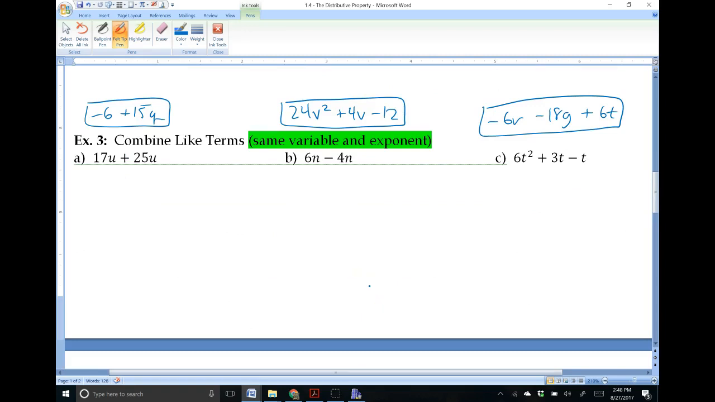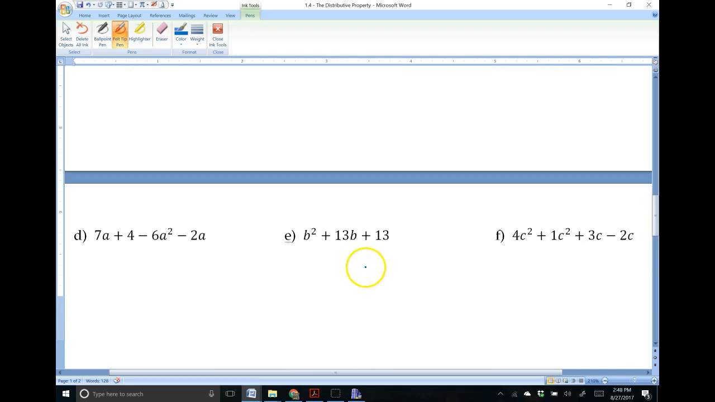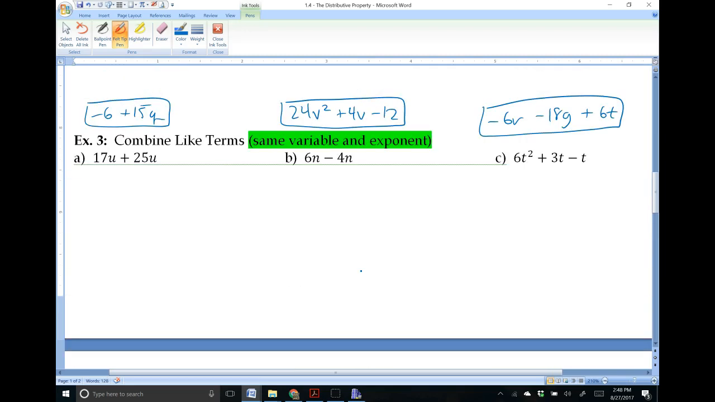Example 3, combining like terms. So I'm going to do A, B, and C here. And then on the back page here, you guys are going to have to do D, E, and F. So combining like terms. And I have a special little thing here in green that basically says you can only add like terms if they have the same variable and exponent. Okay? They have to have the same variable and exponent.